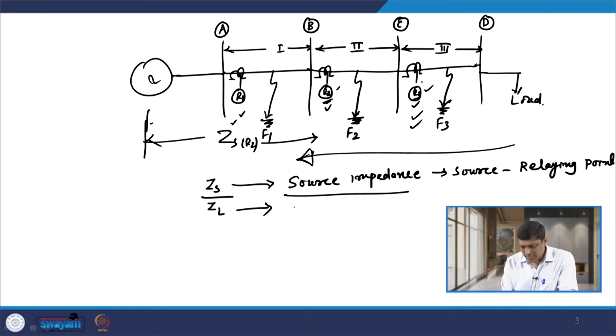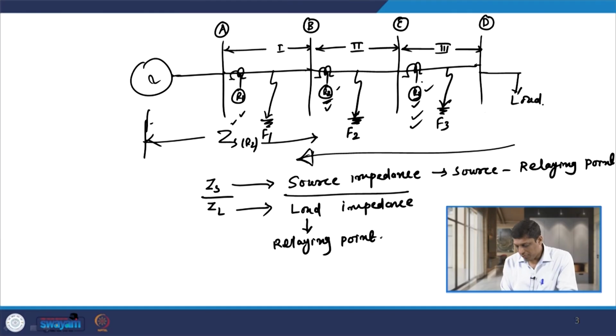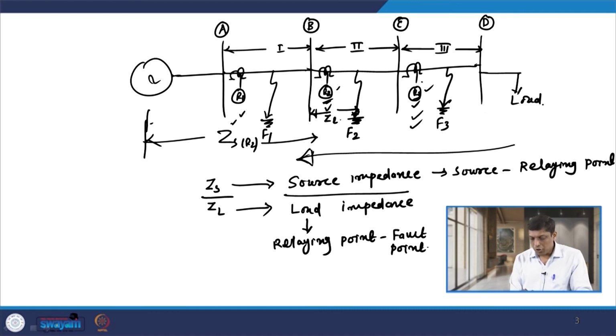What is load impedance? ZL is known as the load impedance, and it is the impedance from the relaying point to the fault point. If I consider fault F2, then for relay R2 the ZL is like this. So, we are talking about this ZS by ZL ratio.